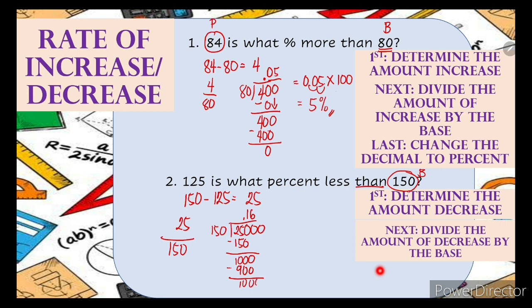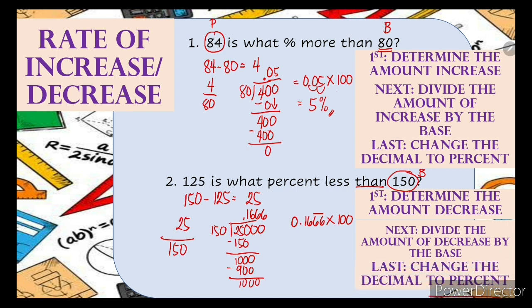Then, add ulit tayo ng 0. So, repeating decimal siya. So, 0.1666 and so on. So, times 100. That is our third step. Change the decimal to percent. So, let us move two decimal places. So, 16.66%.